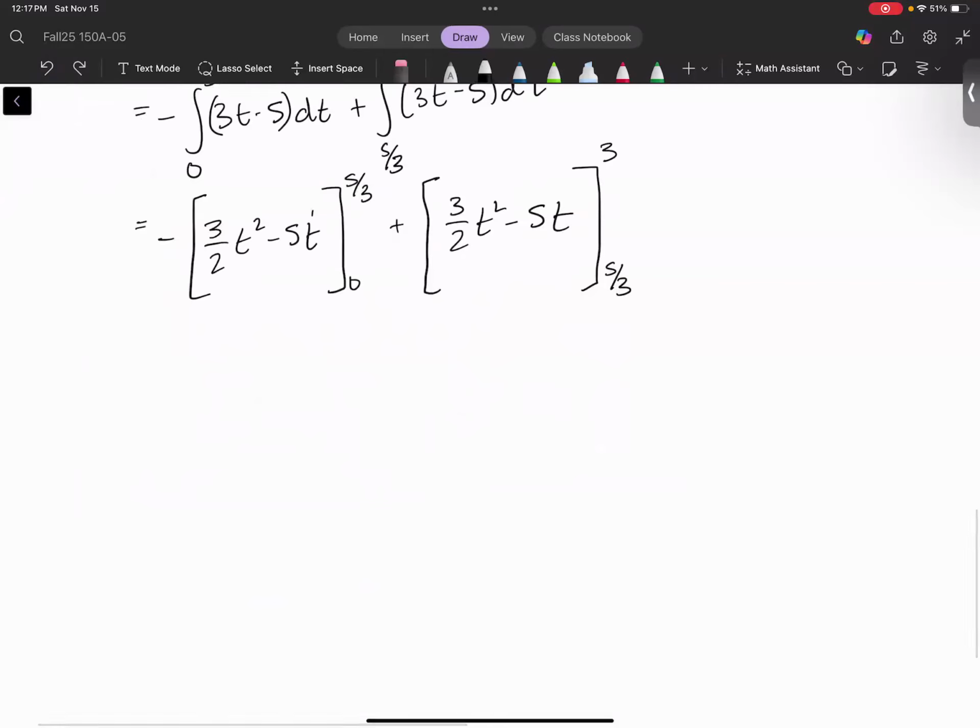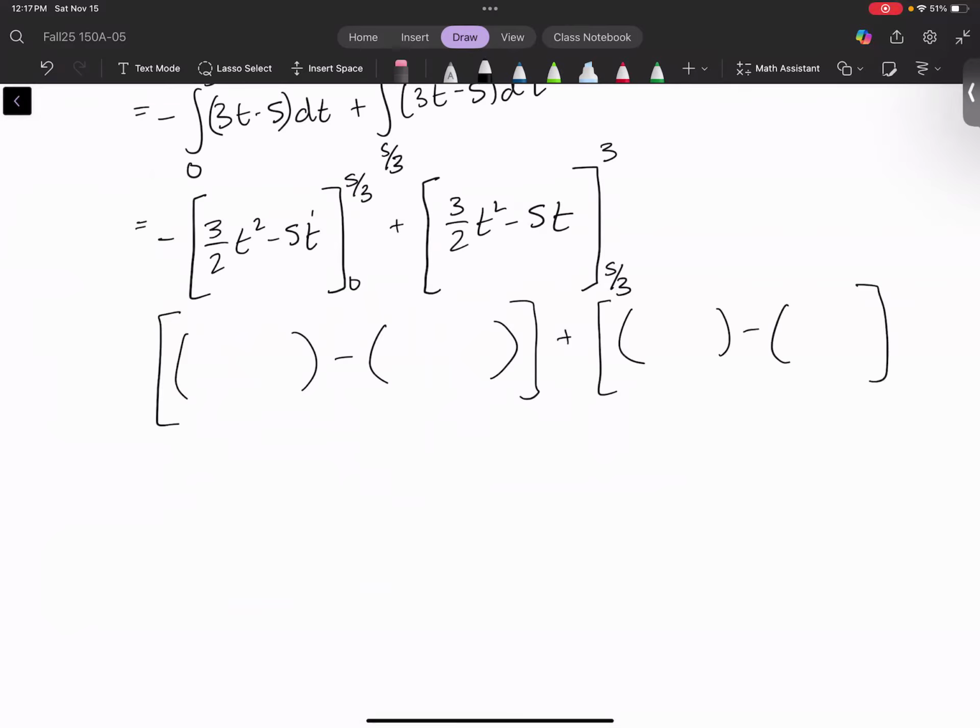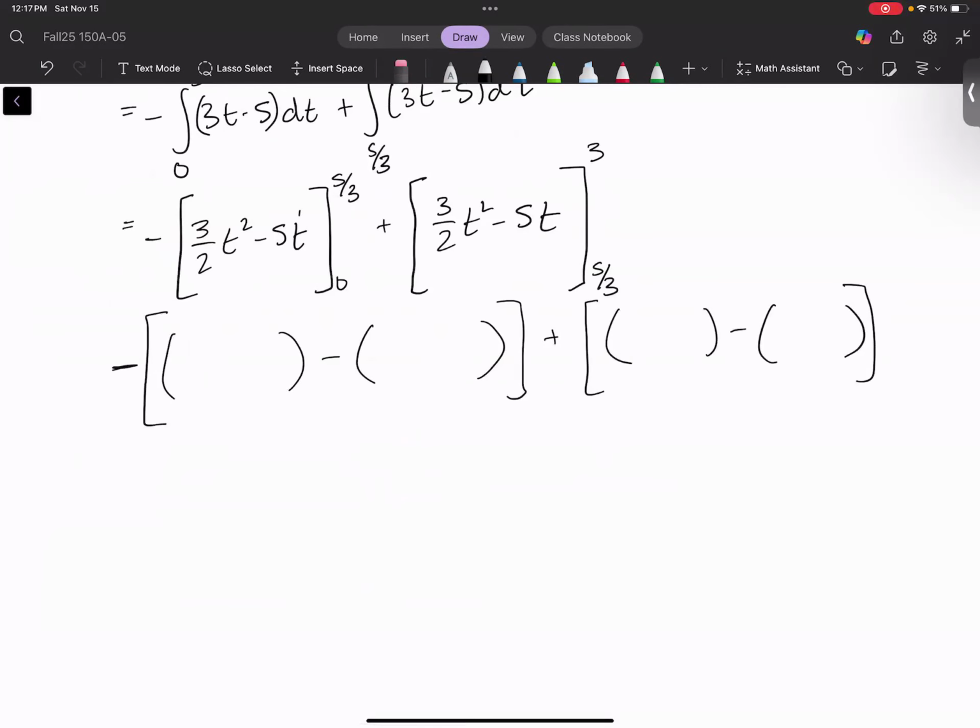So let's do it. Normally what we do is we do one group of parentheses minus another group of parentheses and we plug in our bounds there, right? But because we have two of these happening in one line, we're going to put brackets around them as well. So like this. First, for my first bracket, and notice there's a minus sign out front. That's also why we need the big bracket. So I'll plug in 5/3 here. So 3/2 times 5/3 squared minus 5 times 5/3. Then I'll plug in 0.